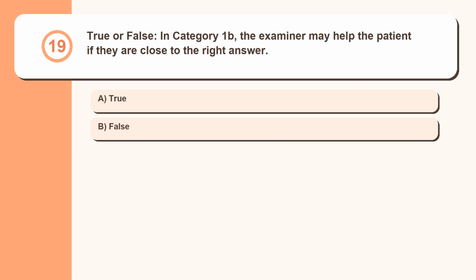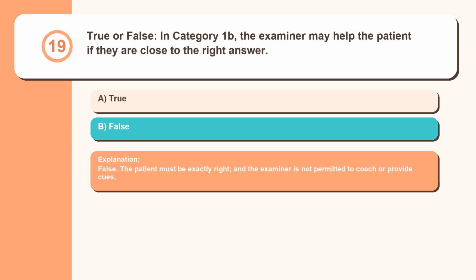Question 19. True or false? In Category 1B, the examiner may help the patient if they are close to the right answer. True, false. False. The patient must be exactly right and the examiner is not permitted to coach or provide cues.